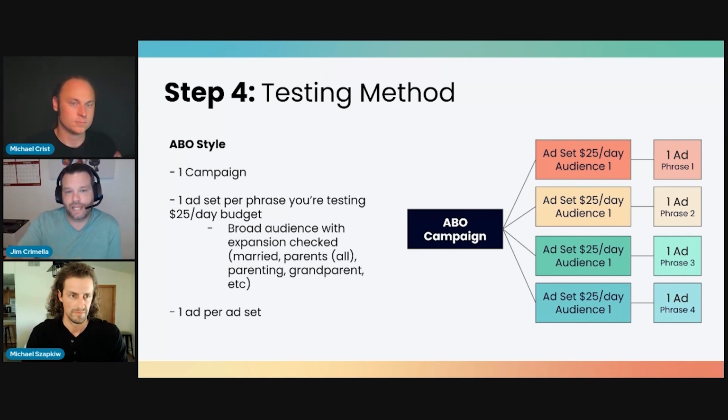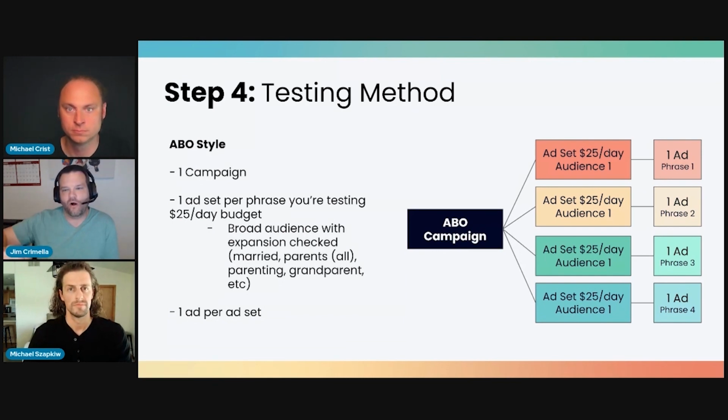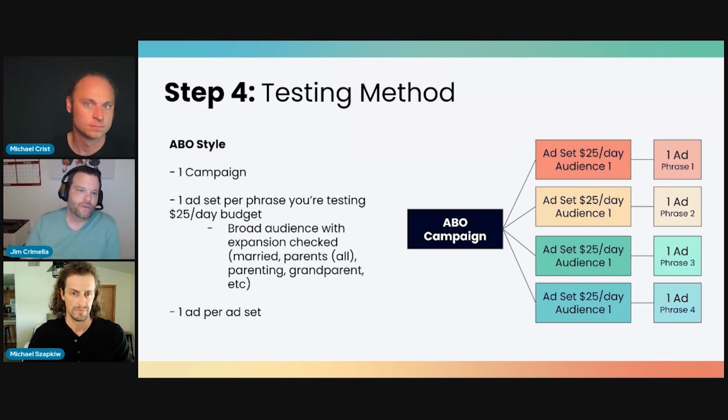So you can run this as an ABO, $25 a day, the exact same audience, duplicate it, because as long as it's in the same niche, right? If you're mastering that niche, every audience should be the same or a very, very similar audience, if you really get freaked out about the auction overlap or whatever. And then all you're really testing in this is the phrases. So I'm phrase testing, therefore my ads change. That's why you see phrase 1, 2, 3, 4, but the audience stays the same.